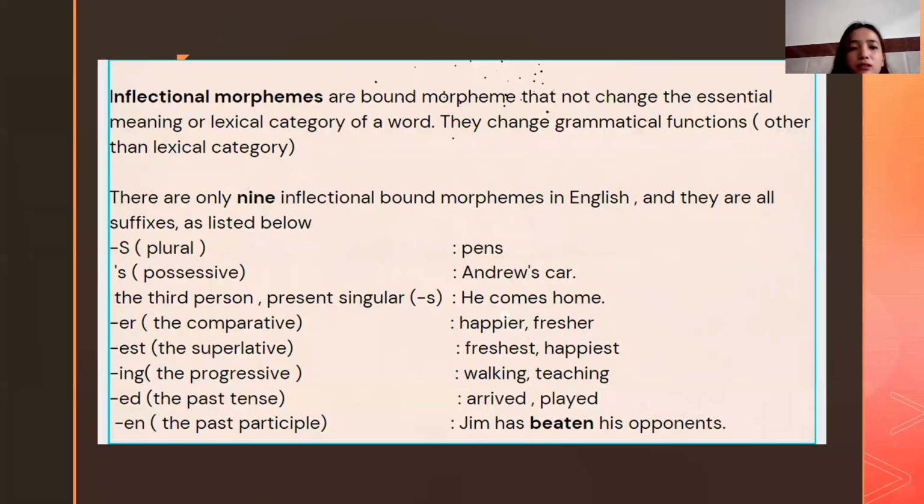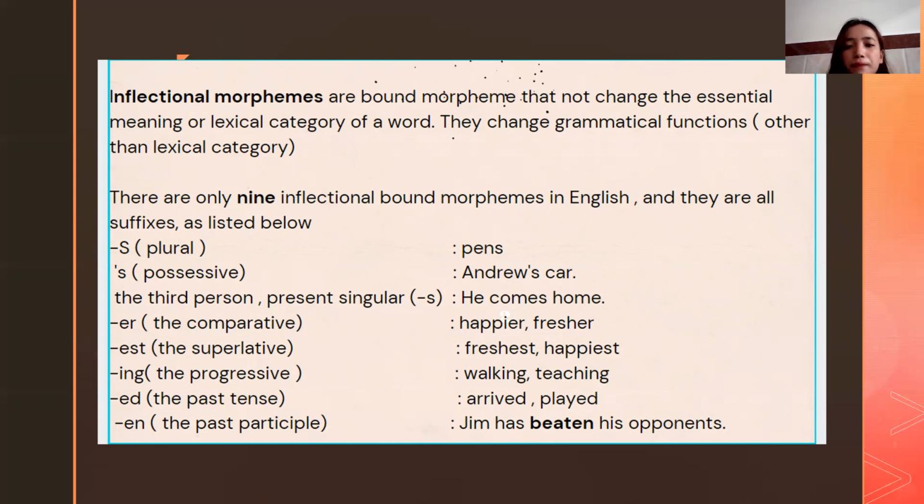Inflectional morphemes are bound morphemes that do not change the essential meaning or lexical category of a word. They change grammatical function rather than lexical category. There are only 9 inflectional morphemes in English, and they are all suffixes in the list below: apostrophe s, the possessive; s, the plural; third person present singular s; er, comparative; est, superlative; ing, the progressive; ed, the past tense; and the past participle.